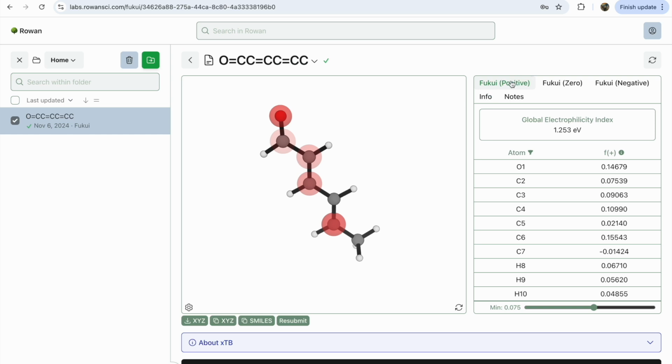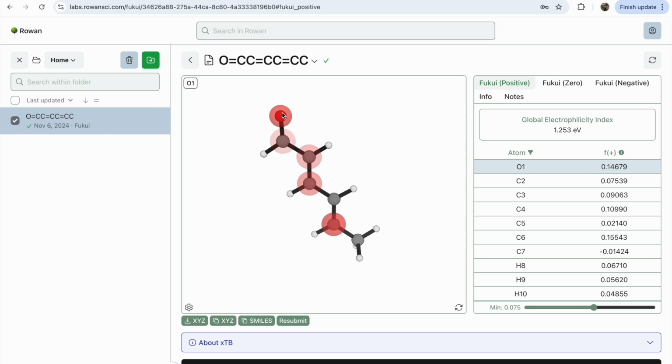So we have 3 different Fukui functions. These are what these are called in the literature. F plus, or Fukui positive. We have F0 and F negative. So F plus represents reactivity towards nucleophiles. F0 represents reactivity towards radicals. And F negative represents reactivity towards electrophiles. So let's go through these one by one.